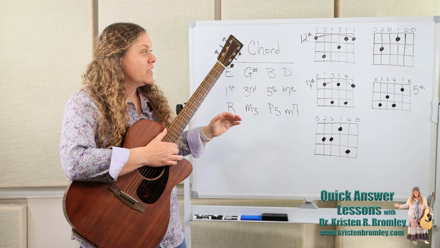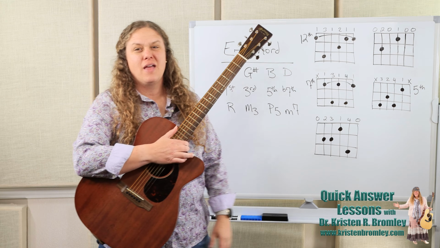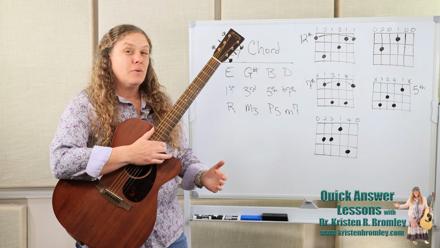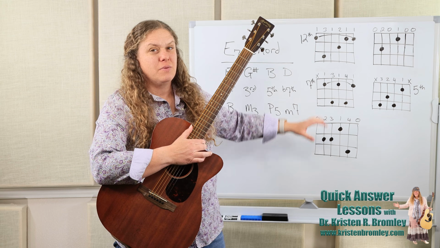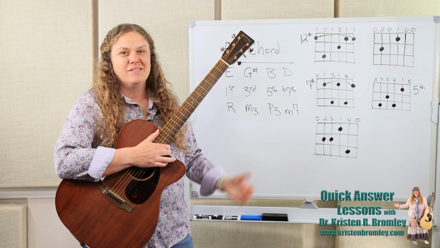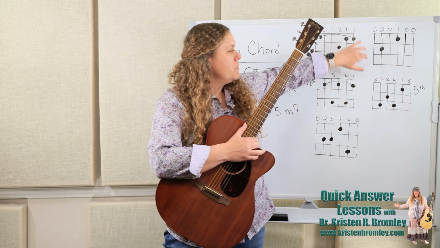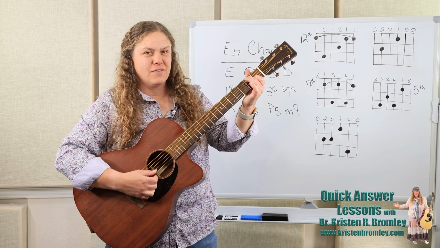Okay, so we'll take a look at the voicings. The most popular one, the most common one, is up here in the upper right hand corner. If you need help knowing how to read these tablature diagrams, you can check out my quick answer video on how to read guitar tablature diagrams. But our most common voicing here, in first position for E7.